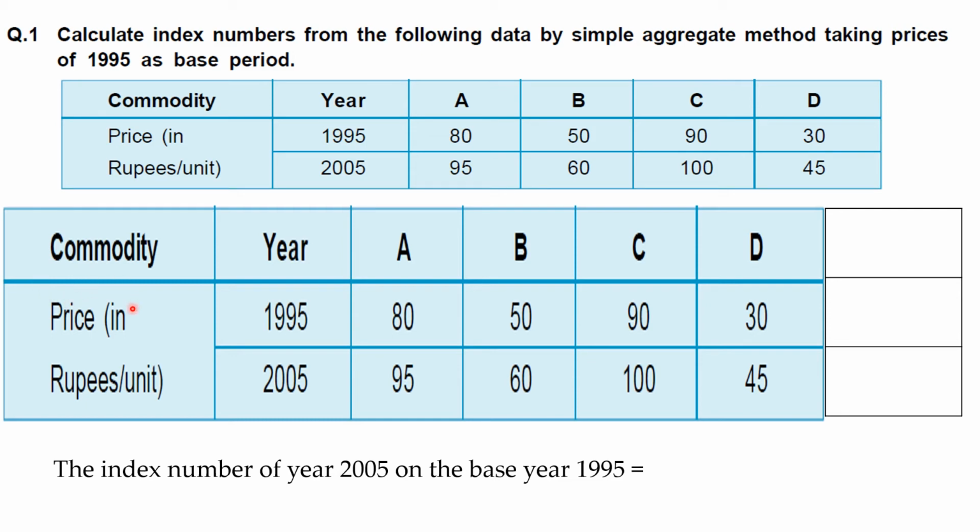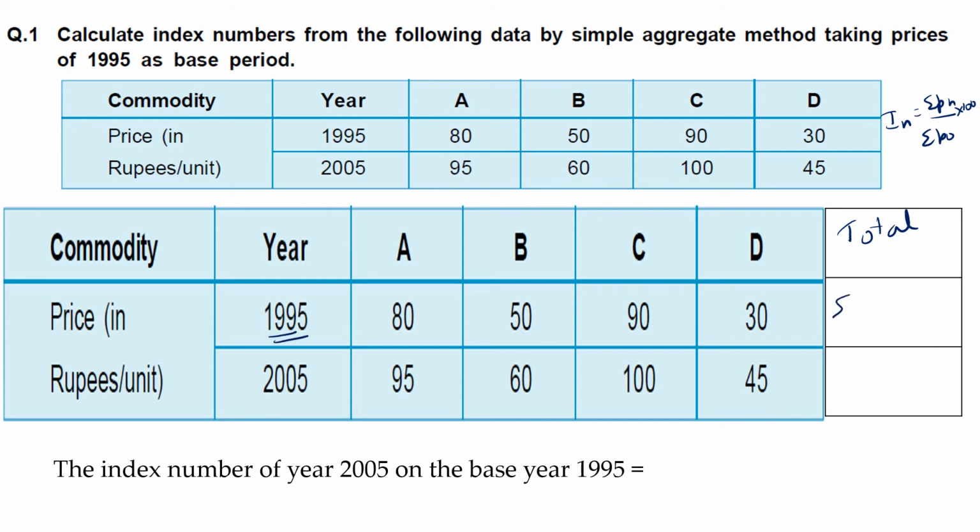So let us draw the table again, for the commodity and the year. We can find the index number as I_N is equal to summation Pn upon summation P0 into 100. So this is the formula that is required to find the simple aggregate index. So here let us add, this is total. We need to have 1995 as the base year.